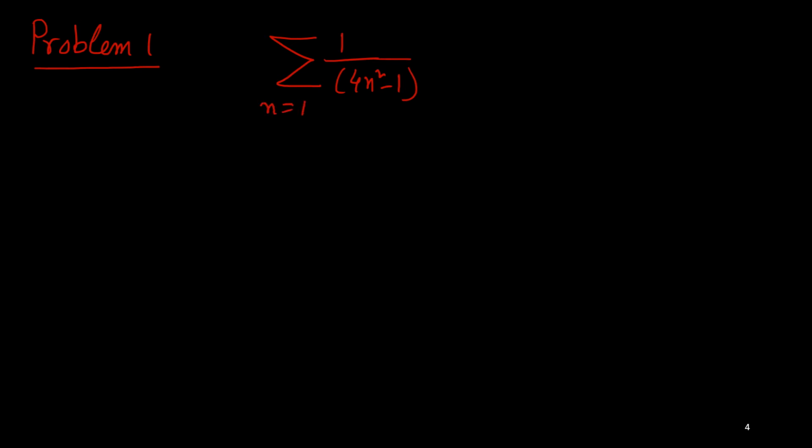Now the first problem we'll consider, problem 1: this summation 1 upon 4n square minus 1, n equals 1 to infinity, and that value is half. Now we are going to prove this one.